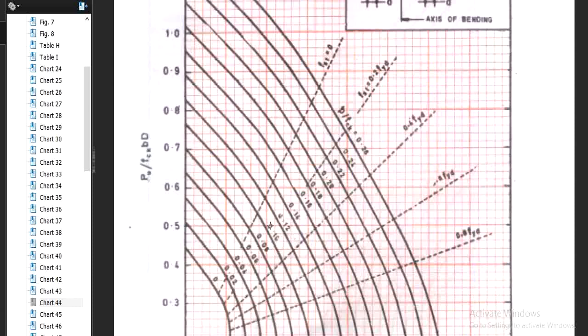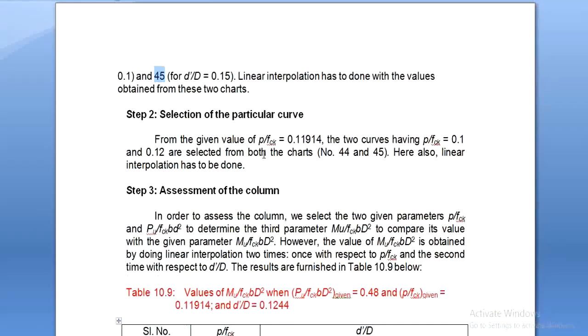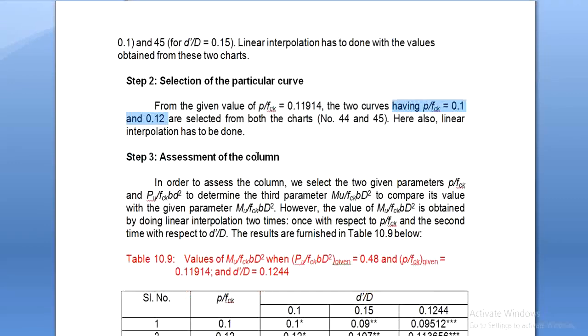The curves having the value of P divided by FCK as 0.1 and P divided by FCK as 0.12. Why? Because the P divided by FCK I have obtained is in between 0.1 and 0.12. That is why I need to select the two curves. So this is what is written here. I have to select the two curves having these values. So I have already selected.